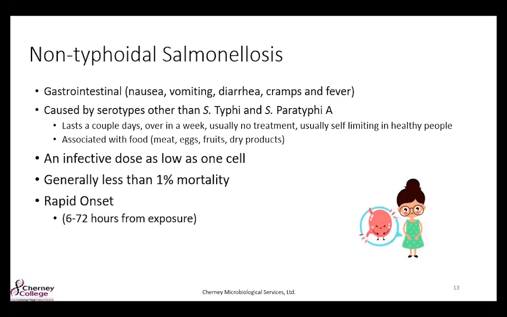However, it can be troublesome in those who are immunocompromised. So the infective dose is as low as 1 cell. It doesn't take very much to give you food poisoning and make you feel like crap. So the rapid onset, it can be as soon as 6 hours from exposure all the way up to 72 hours.